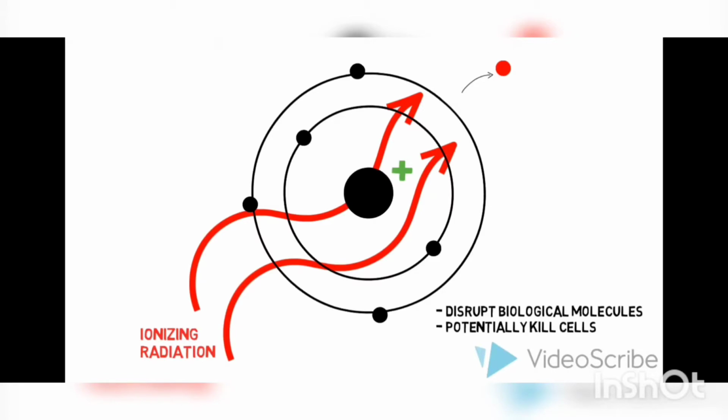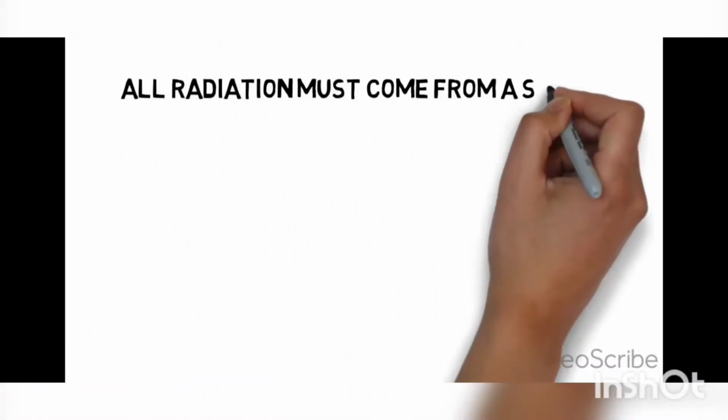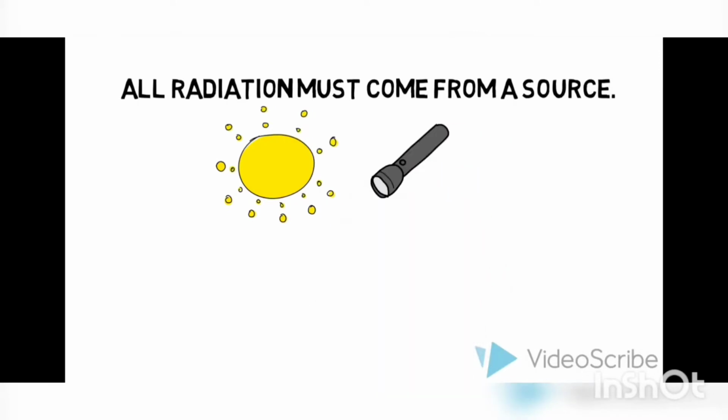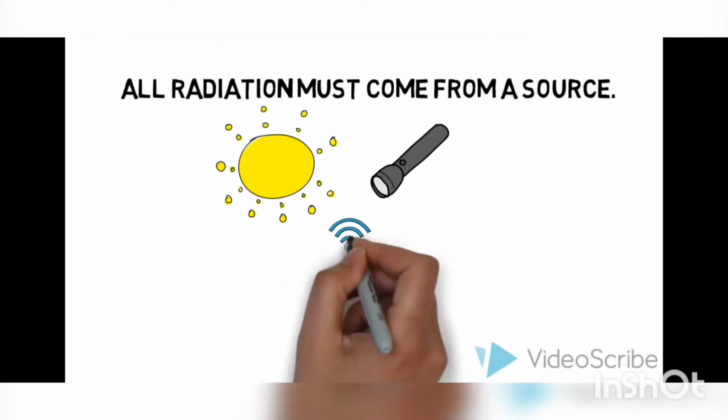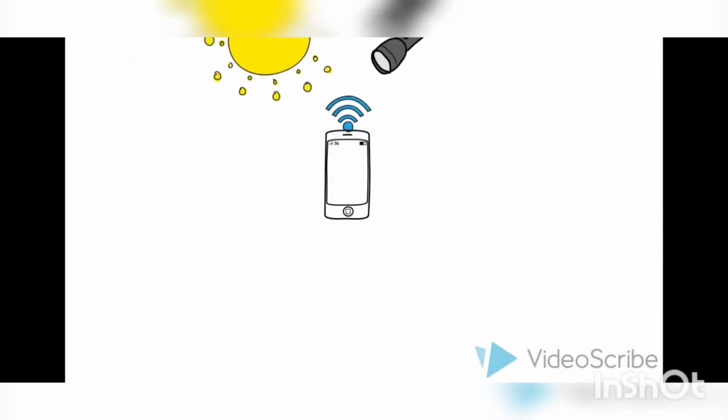You may be wondering, how on earth do we produce this radiation? Broadly speaking, all radiation must come from a source. Visible light comes from the sun or your flashlight. Radio waves may come from your smartphone. But where do cancer-killing X-rays come from?